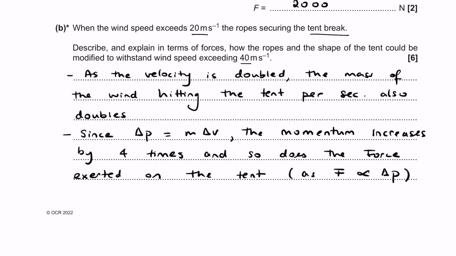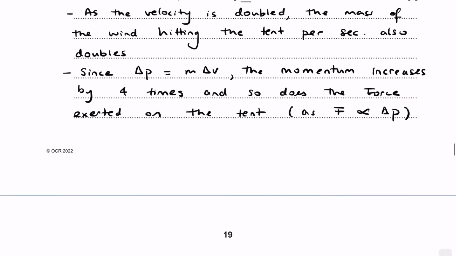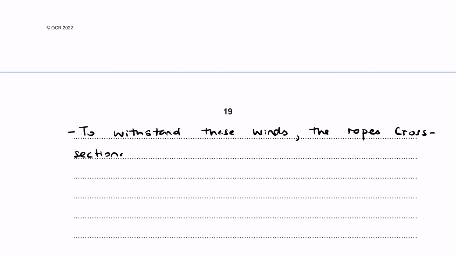So in order to withstand these winds, you need to quadruple the cross-sectional area of the ropes as well. That's one of the changes we should make. So to withstand these winds, the rope's cross-sectional area must be quadrupled.